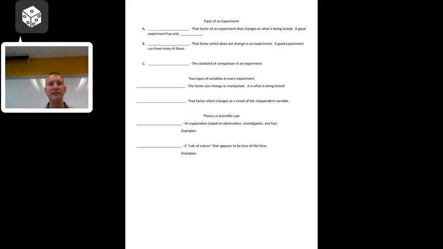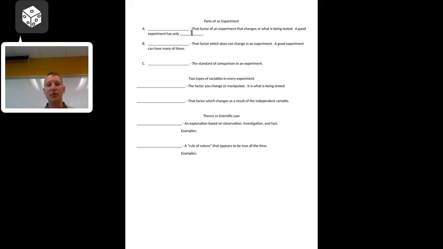Whenever you do conduct an experiment, realize there are certain parts of an experiment that always must be there. The variable, V-A-R-I-A-B-L-E, the variable is that factor of an experiment that changes. It's what is being tested. A good experiment should only have one testable variable. We're going to see what that one testable variable is. We're going to break it down a little bit further.